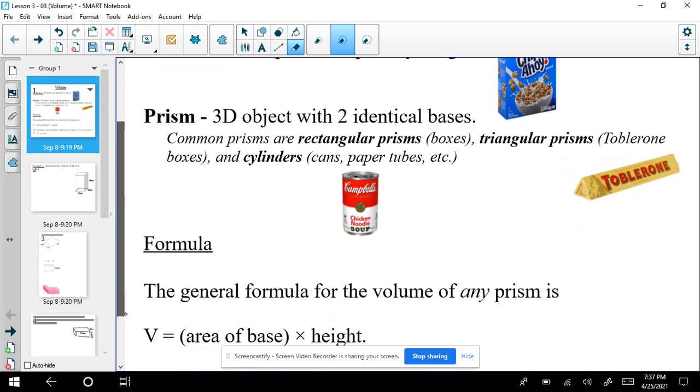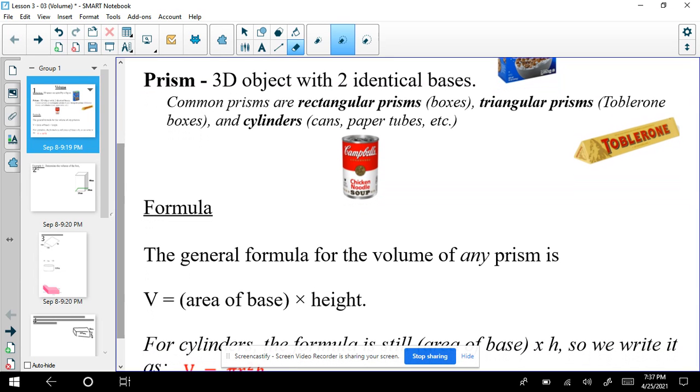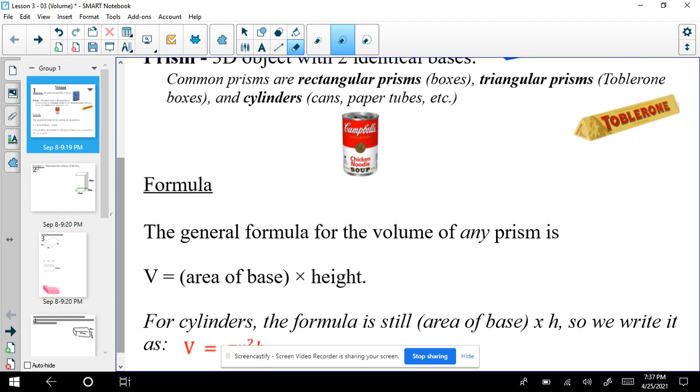The formula for these prisms is the area of the base. If we were taking a look at this soup can, the area of the base. Two lessons ago, we found out how to figure out the area of something. So we would figure out the area of this circle on the top, and then we would multiply it by how high this soup can is. Same thing for the rest of them.